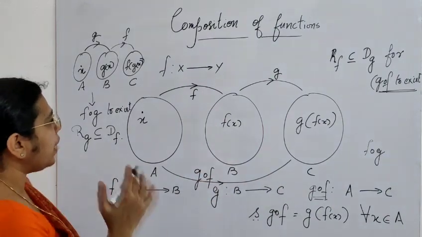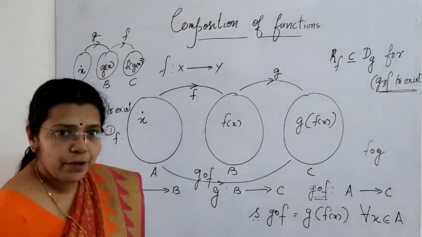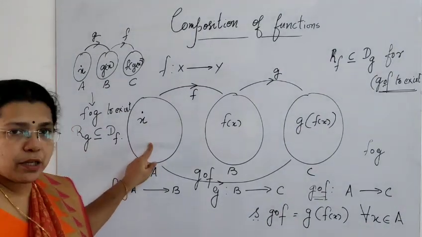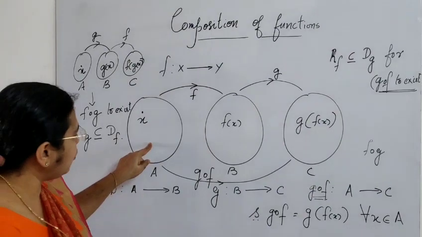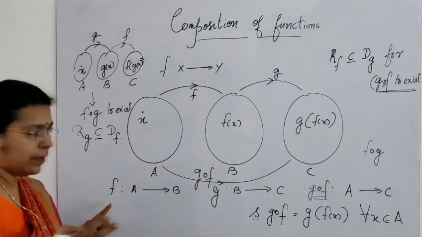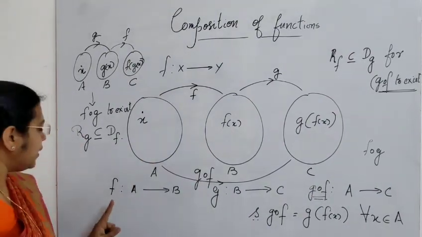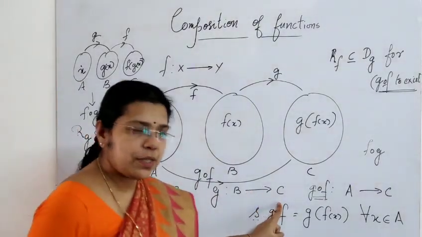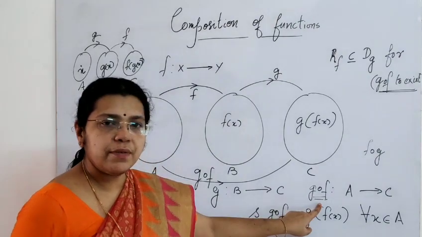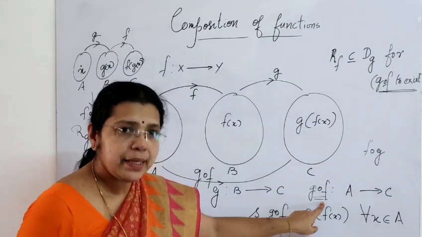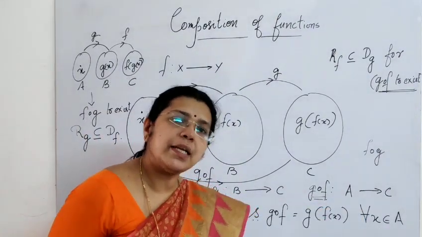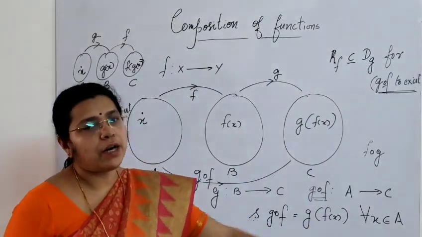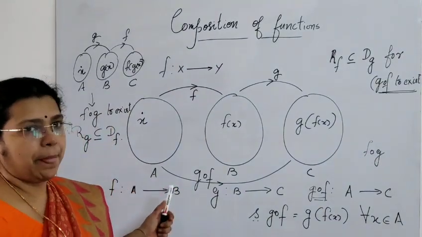So here what you have to understand is what a composition function is. The composition function is a function that is defined for two different functions acting together. That is, f is a function from A to B and g is a function from B to C. Then the composition function is given by GOF. It's a function from A to C such that GOF is equal to g of f of x for all x belonging to the set A.